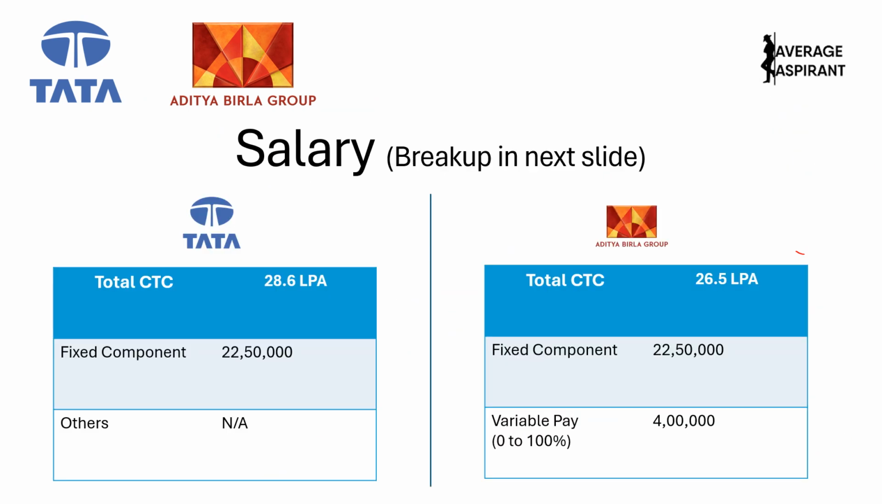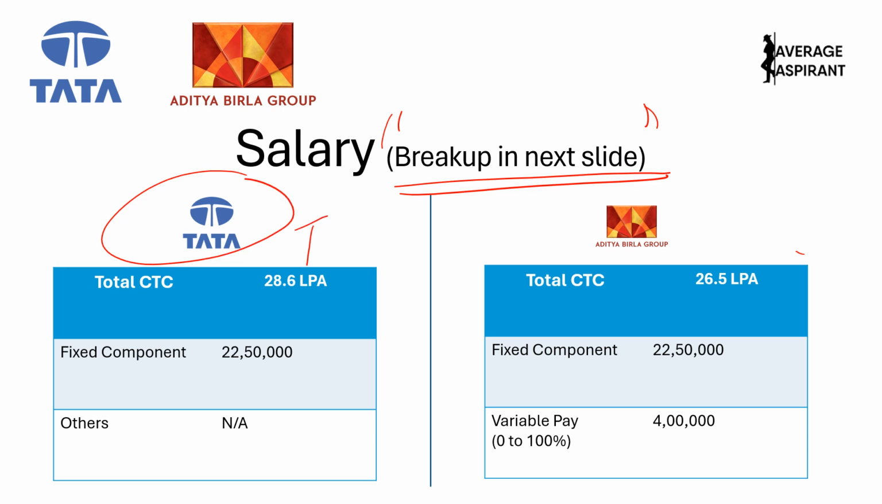Yeah, coming to the salary breakup, it is provided in the next slide, so we will see that as well. For TAS, this is the total CTC that you will be getting. This is the total CTC, which is cost to company, 28.6 LPA, 28.6 lakhs per annum. Fixed component here is 22.5 lakhs per annum.